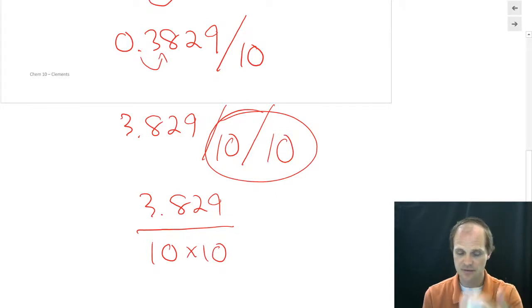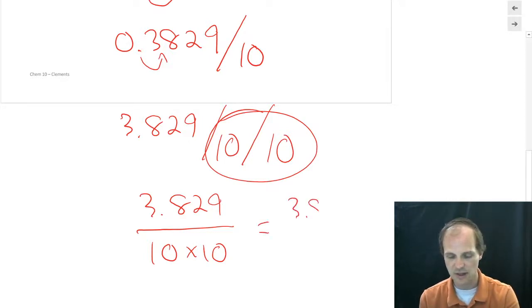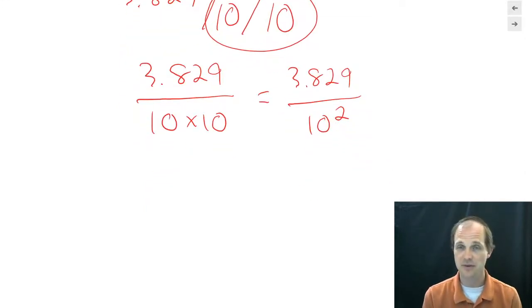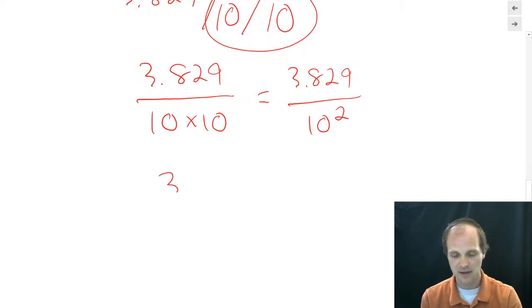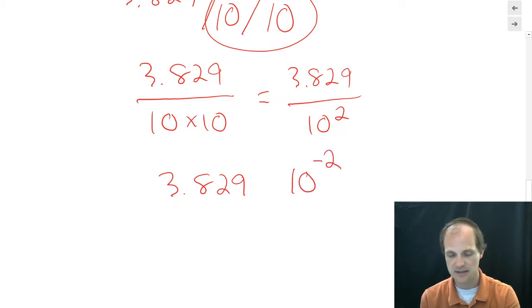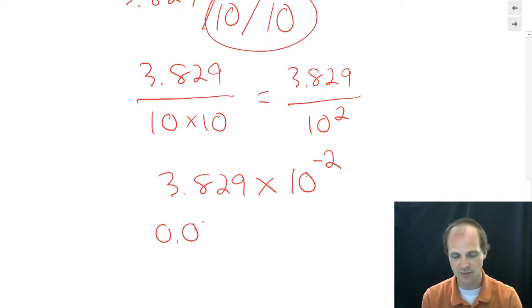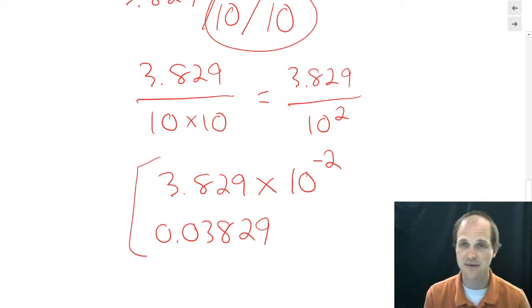Hopefully you understand, right? Since I'm dividing both of those, I can put those both in the denominator at once there. 3.829 times 10 times 10, which is 3.829 divided by 10 to the second. And you remember there was a way of expressing that we're dividing by 10 to some power, and that was by saying 10 to the minus 2. And so we end up saying 3.829 times 10 to the minus 2 is the same thing as 0.03829, and that's how we write it in scientific notation.